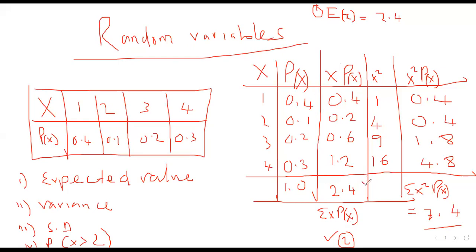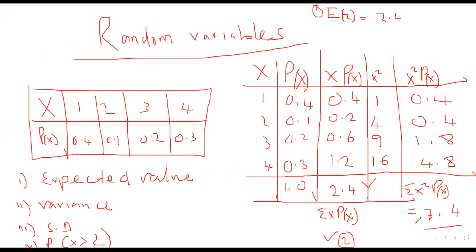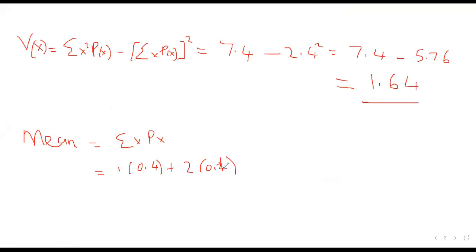The only other way you could find the mean without using the table is simply by using the formula: mean or expected value is simply summation of x px. So you can simply start multiplying the figures. 1 times the probability 0.4 plus 2 times the probability 0.1, 3 times 0.2, and finally 4 times 0.3. When you multiply this, the mean you're going to get is 2.4.